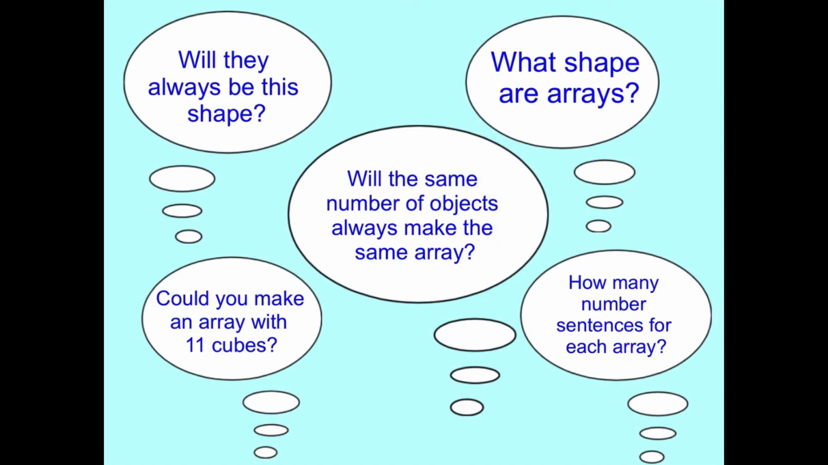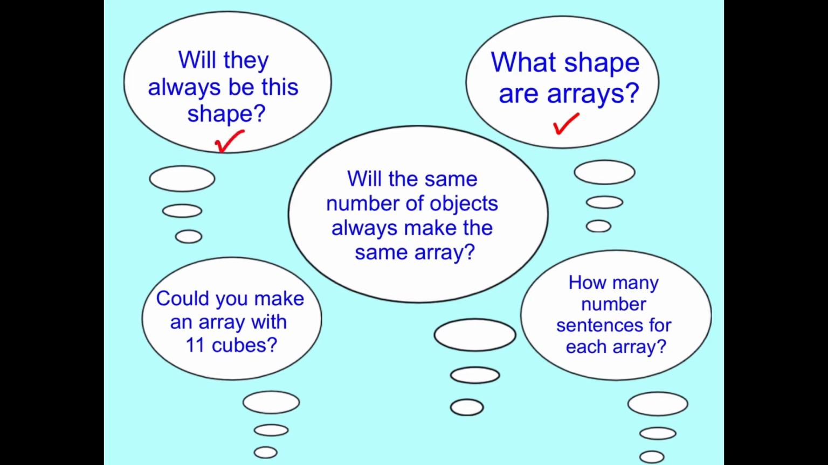First, we're going to look at some of the questions that I asked you yesterday to think about. So up here we've got, what shape are arrays? Now you've probably noticed by now that most of them are rectangles. They have 2 short sides and 2 long sides. But we found out that some of them make squares, and those are square numbers. If you've got a square number and you arrange that number of counters, it can make a square.